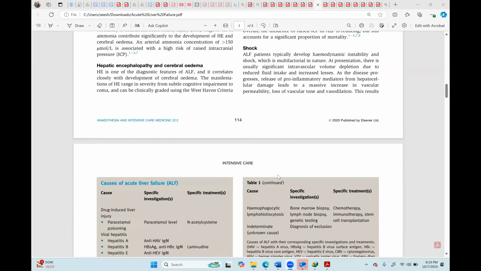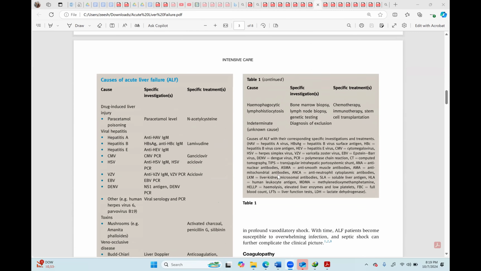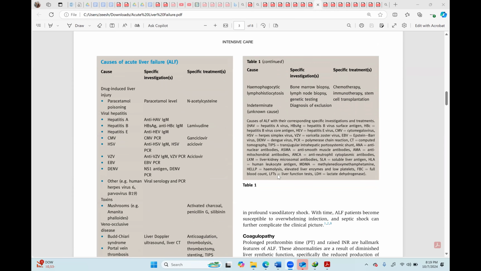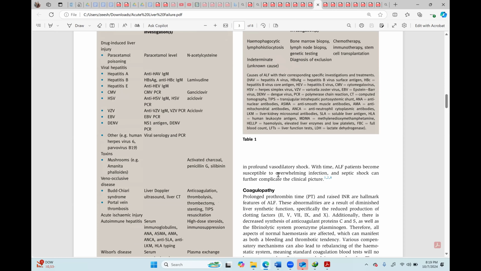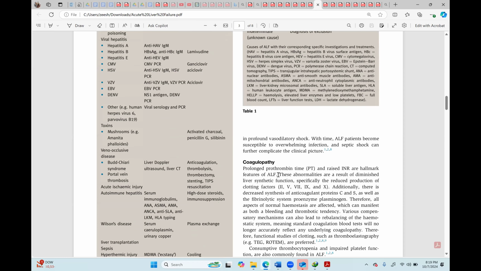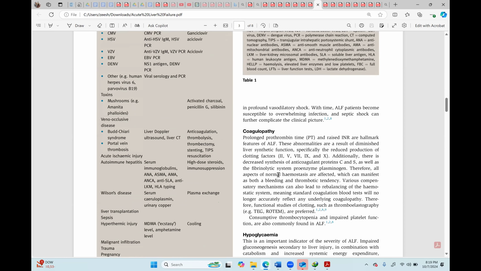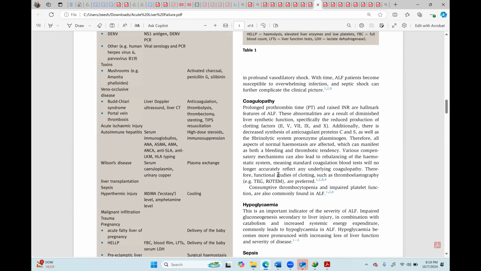Again, quick revision. So viruses, you know, herpes simplex, cytomegalovirus, varicella zoster, Epstein-Barr virus. I don't know what this DENV is. And then toxins, mushroom, veno-occlusive disease, Budd-Chiari syndrome. You should know the common ones, which you can. Anesthesia related, of course, now we don't use halothane, but halothane is one of the factors.